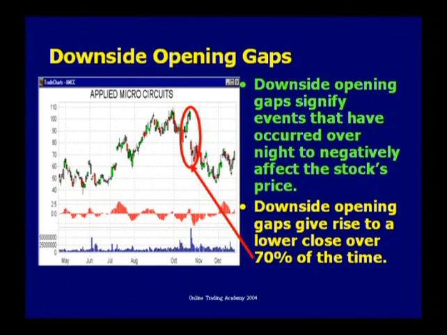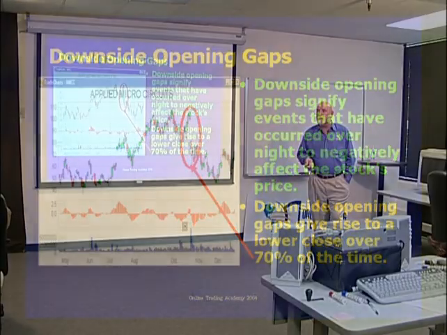Okay, and again, we've already kind of discussed this, so I'll go through this quick. We've talked about upside gaps. How about downside opening gaps? Again, these just are talking about events that have occurred negatively in the stock overnight, okay? There is a difference, though. Downside opening gaps with very little fill, as we've already talked a little bit, give rise to about 70% of the time they'll have a close lower than their opening price.